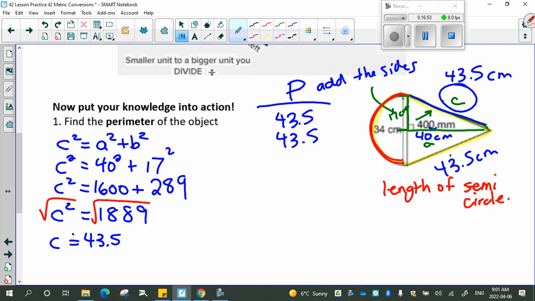What formula? Anyone? Get your formula sheets out. Yep. That's area. Perimeter, yeah. 2 pi. Yeah, C equals 2 pi r. But since it's just a semicircle, what should I do with this formula so I only get half of it? Divide it by 2.